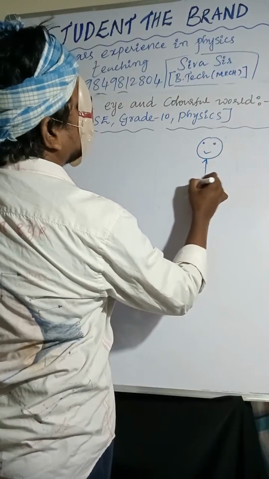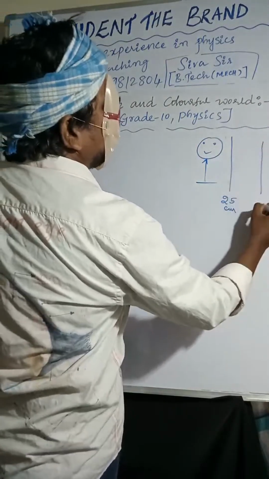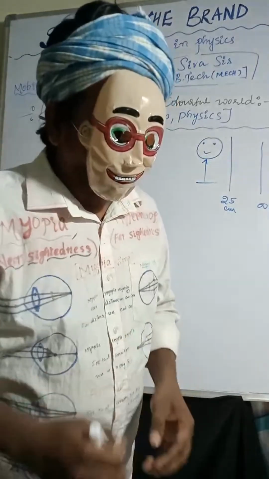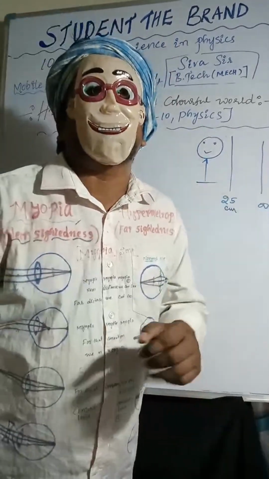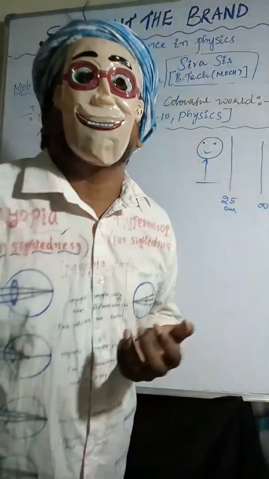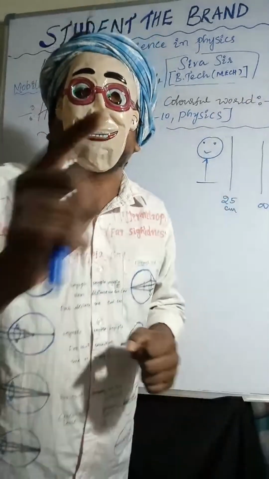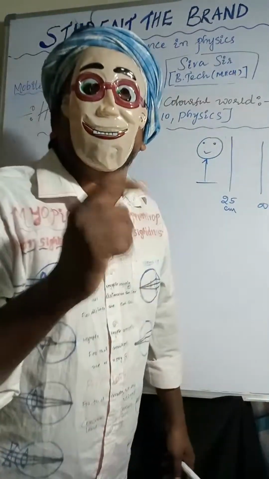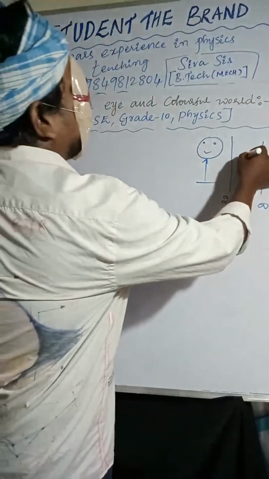So this is 25 centimeter and this is infinity. The person can see clearly the near point, but he can't see the far distance object. But between 25 to infinity he can see.